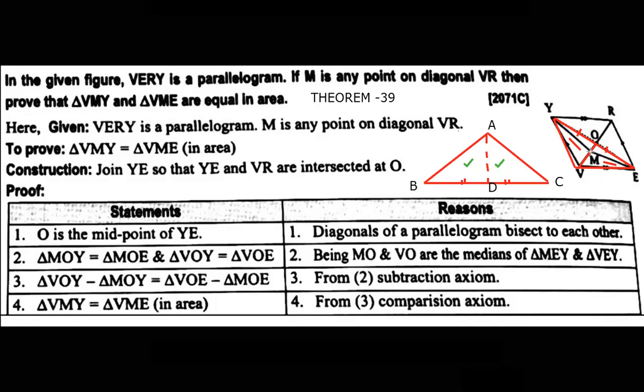So let us go one by one. So MBO. This triangle and this triangle are equal to each other. So YOV and EOV are equal to each other. Why are they equal? Because O is the midpoint, and if O is the midpoint, then this triangle and this triangle are equal to each other, being VO as the median. यसरी लेख्दा हुन्छ है, being VO as the median.